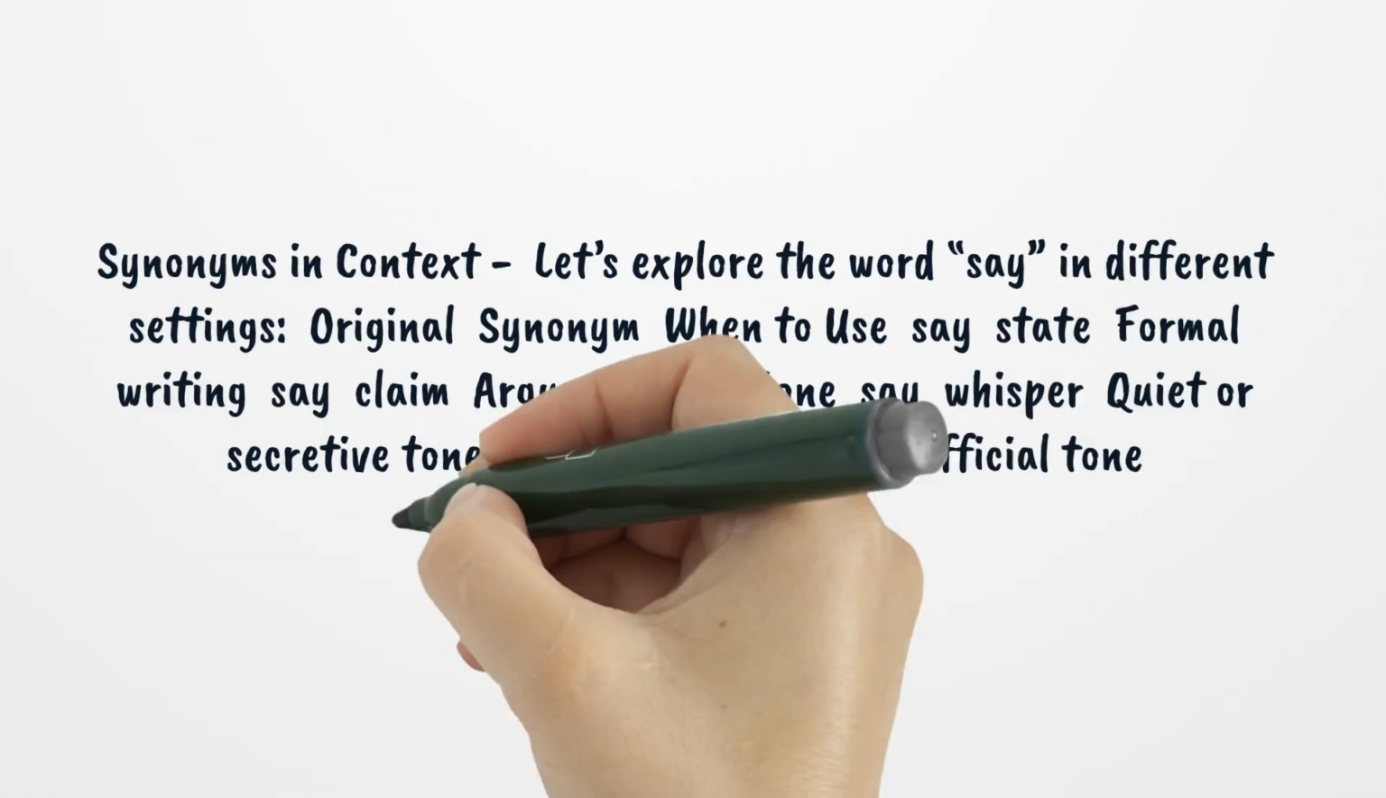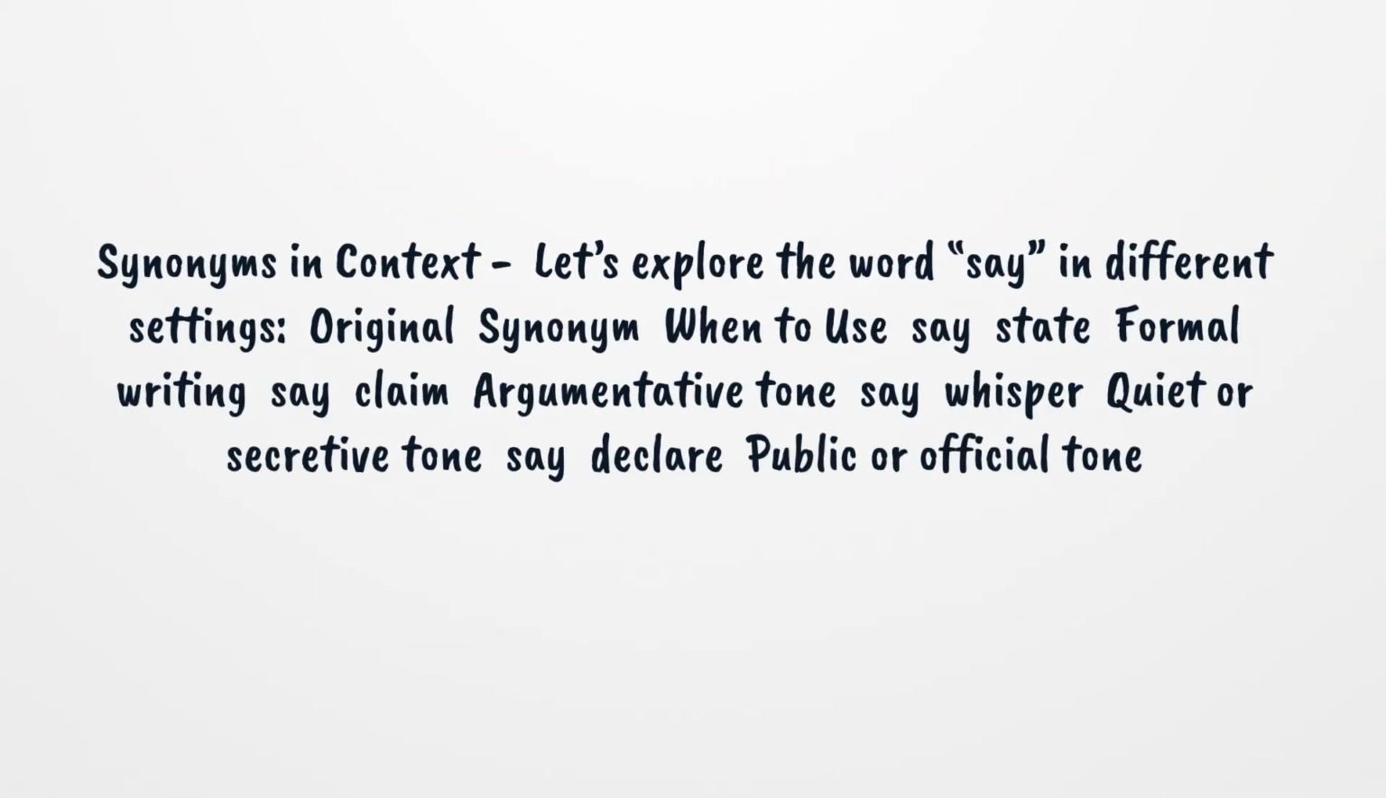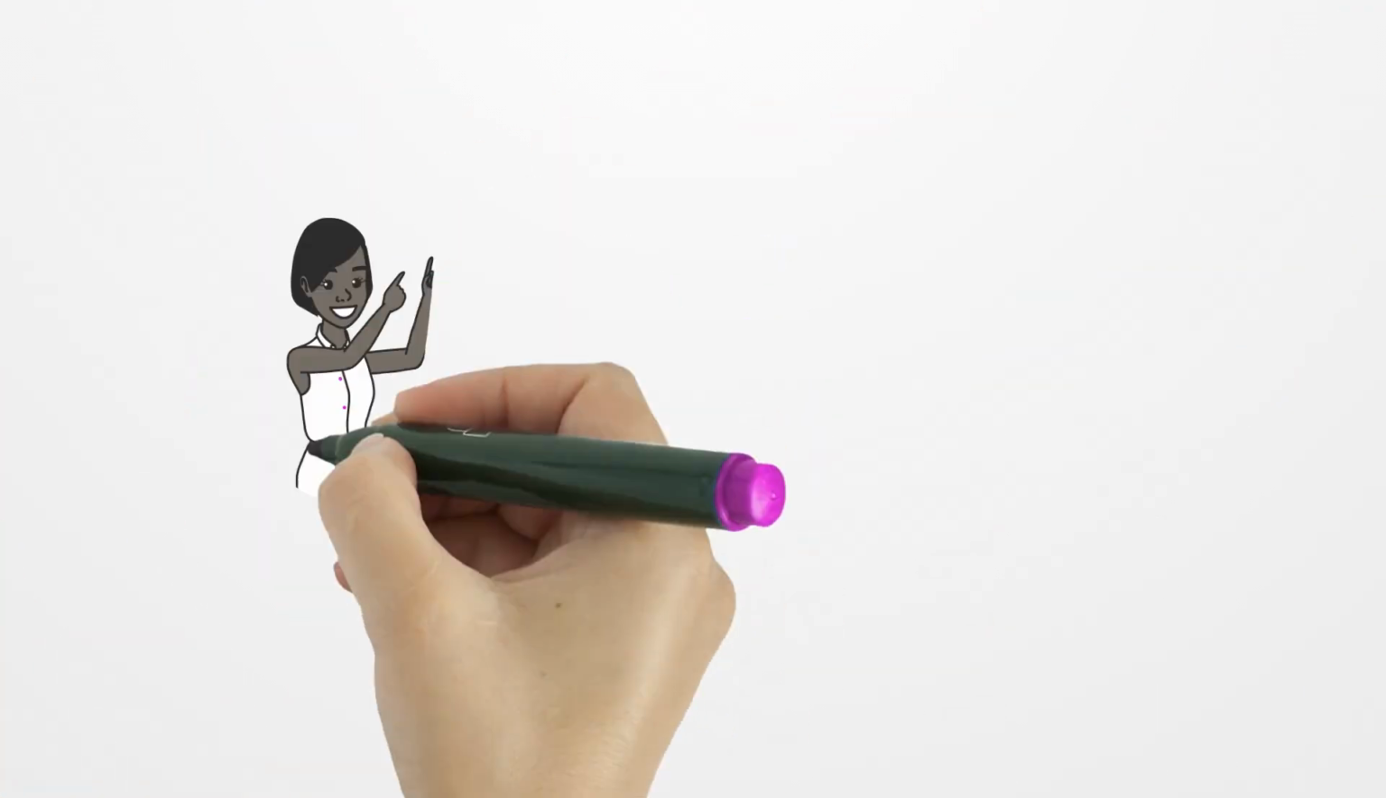Synonyms in context. Let's explore the word "say" in different settings. Original word, synonym, and when to use. Say: state, for formal writing. Say: claim, for an argumentative tone. Say: whisper, for a quiet or secretive tone. Say: declare, for a public or official tone.